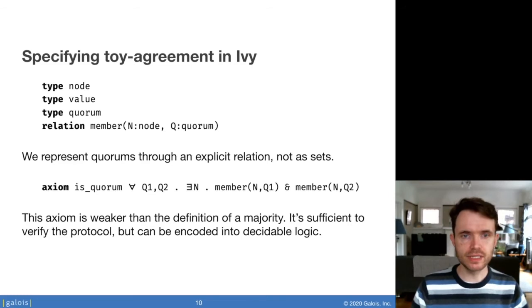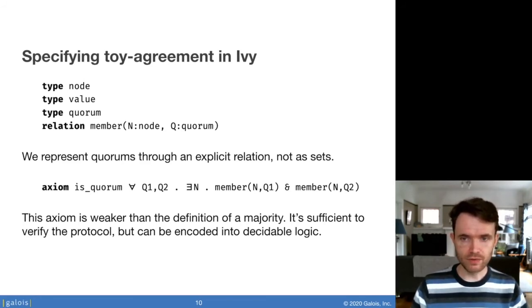Rather than represent each node's quorums directly as sets, we represent them as entities. The next line in the domain model makes this clearer. This is the static relation member, which ties each node to a set of quorums. Finally, the axiom is_quorum says that any pair of quorums has to overlap on some node. Intuitively, we can interpret quorums as all the sets that comprise a majority of the nodes. But in fact, this axiom is much weaker and doesn't, for example, say that a node has to be part of a quorum, or in fact that there have to be any quorums at all.